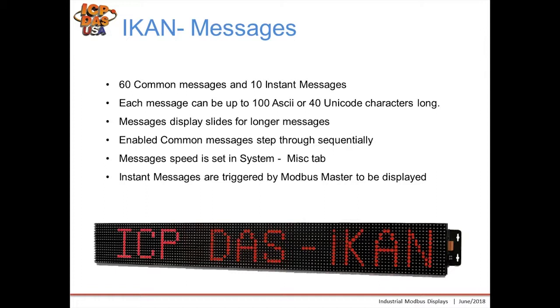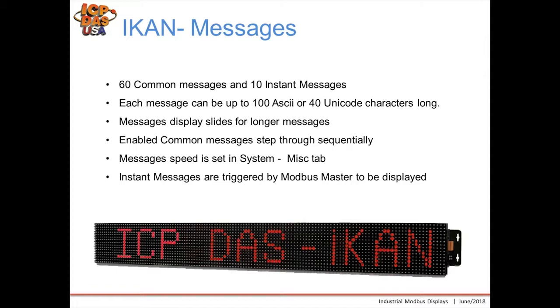Each message, both common and instant messages, can be up to 100 ASCII characters or 40 Unicode characters long. And if you have more than the width of the IKAN, it will just slide the values over. Enabled common messages step through sequentially, and message speed is set in the System Miscellaneous tab, as I showed you previously.